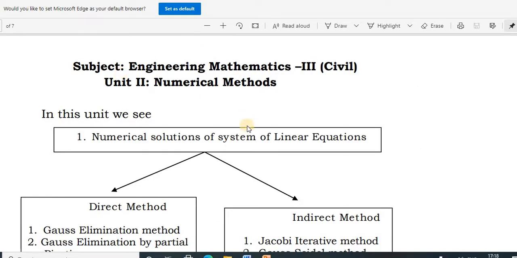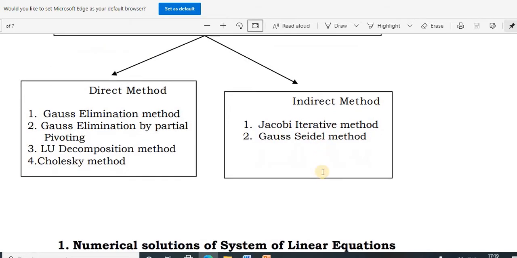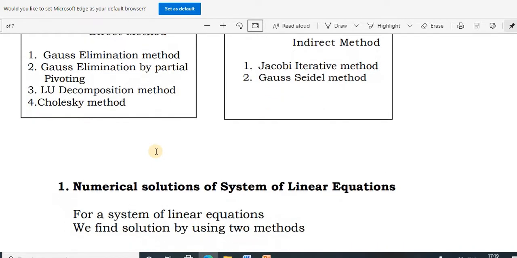So we see numerical methods for finding the solution of a system of linear equations. There are two methods: one is the direct method, another is the indirect method. In direct methods, we see Gauss elimination, then Gauss elimination by partial pivoting, LU decomposition and Cholesky method. And indirect methods are Jacobi's iterative method and Gauss-Seidel method. Direct method means from given data, and indirect means iterative methods.